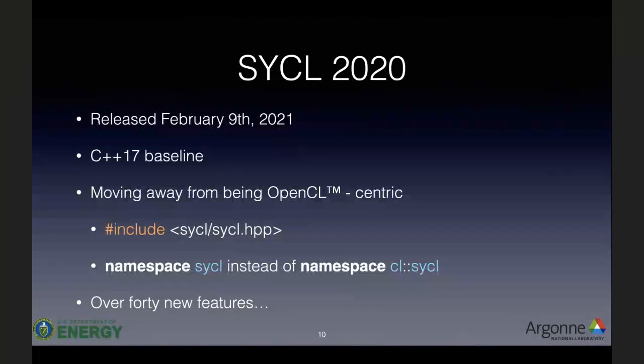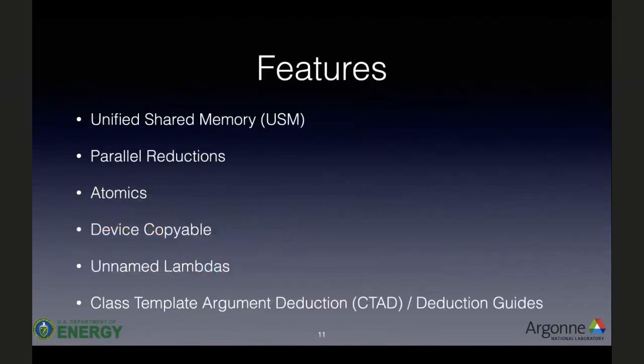I can't get into all of them, obviously. Well, I picked 6 to talk about. The first 3 are really big major changes. Device copyable is sometimes an implementation detail, but it's good to know what that's about because it can affect how you write things. And then the last 2, unnamed lambdas and deduction guides, are things we've adopted from C++17 and 14. Unnamed lambdas probably started in C++14, and these are things we've adopted to make it easier to program in SYCL.